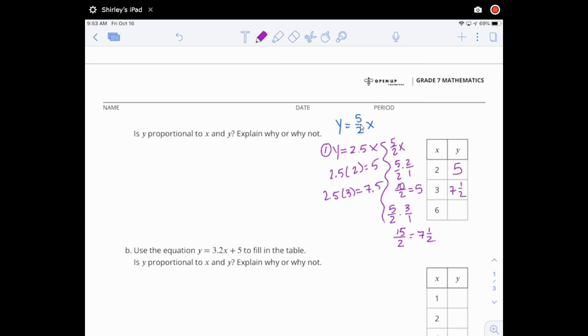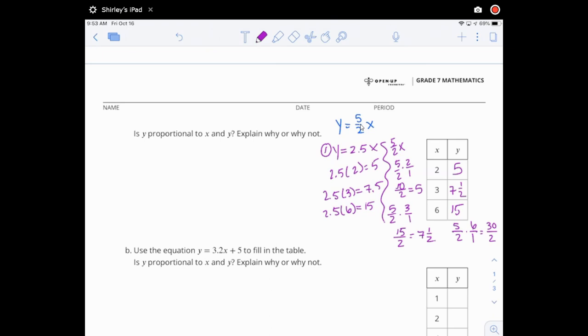And then we have 6. So 2.5 times 6. And again, I like the fractions because it's a little bit easier, because I can do 5 times 6 in my head to get 30. And then I can do 2 times 1 to get 2. So now I have 30 divided by 2, which is 15, which you would also get if you multiplied through over here.